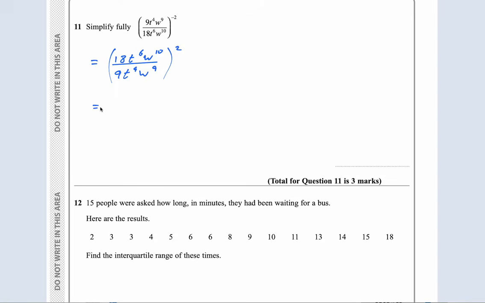Okay, then I'm going to simplify this. 18 over 9 is 2. T to the 6 over t to the 4 is t to the 2. And w to the 10 over w to the 9 is just w, because I do 10 minus 9 is 1. And all of this is squared. So now I have to square everything. 2 squared is 4. T squared, squared is t to the 4, multiply the powers, and w squared is just w squared. So that's it. It's 4 t to the 4 w squared.